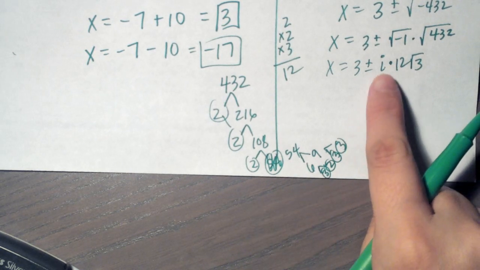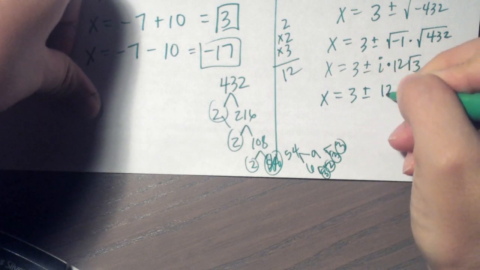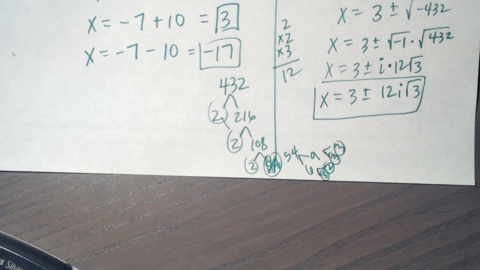Remember, I don't like having the 12 and the i out of order. It's bad math manners, so I'm going to flip it. It's going to be 3 plus or minus 12i root 3. Two imaginary solutions.